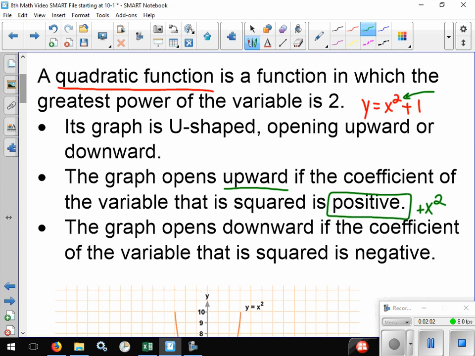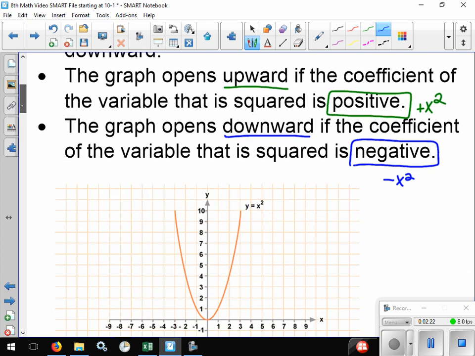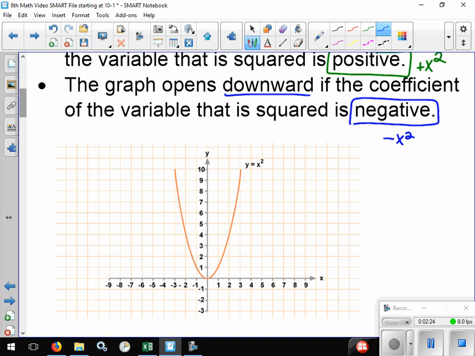If the graph opens downward, then the coefficient of the variable is negative. So it would be negative x squared. That means this graph is facing downward. I'm going to show you what that looks like. Okay, this is y equals x squared. And notice, this is a positive x squared. So, as you can see, it's a U, and the opening is upward. It's positive. Okay, that's just one of the characteristics of a quadratic function.